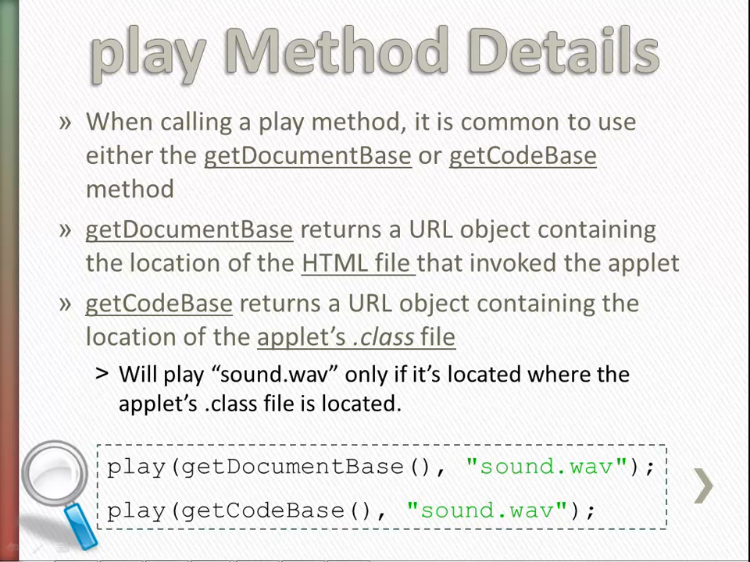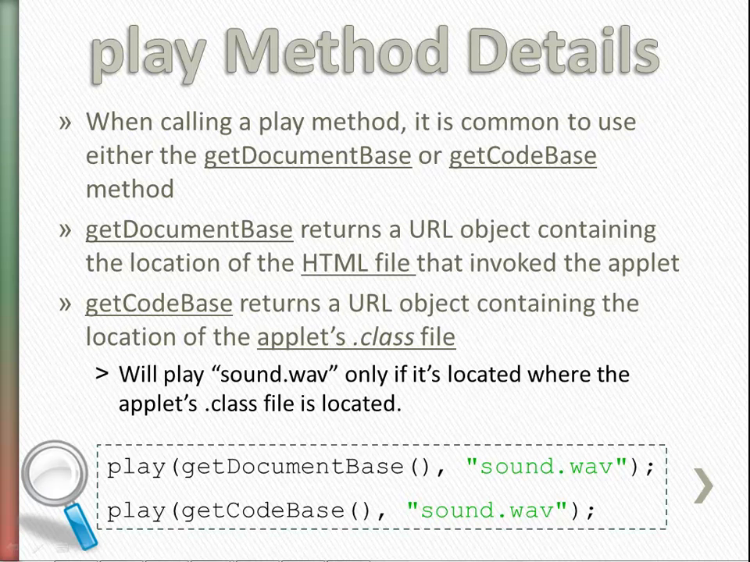Play method details. When calling the play method, it is common to use either the getDocumentBase or getCodeBase method. The getDocumentBase method returns a URL object containing the location of the HTML file that invoked the applet. The getCodeBase method returns a URL object containing the location of the applet's .class file. The getCodeBase method will play the sound only if it's located where the applet's .class file is located.